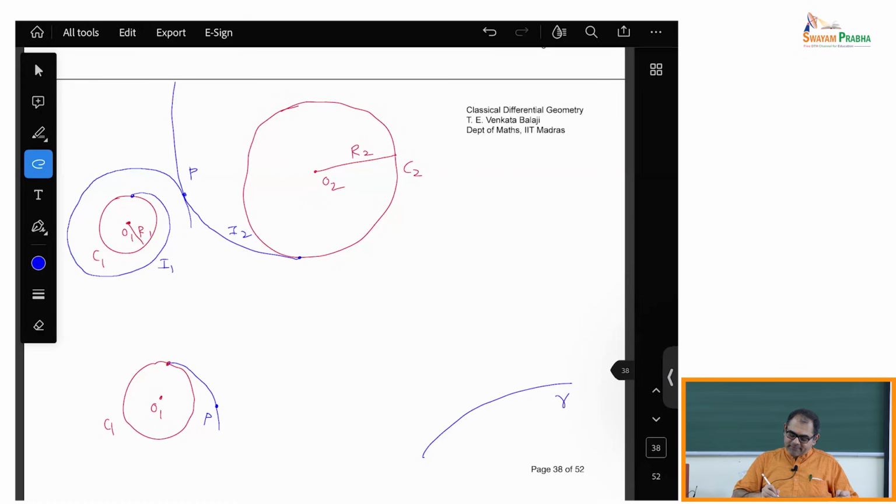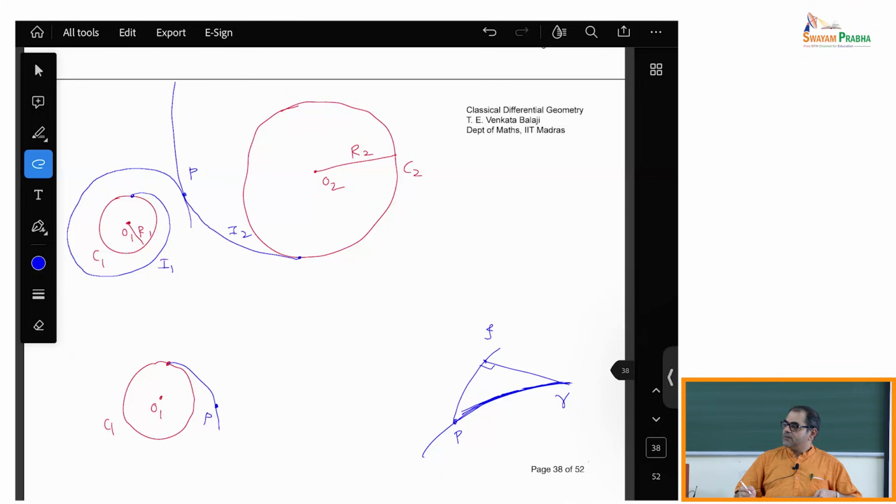So if you start with a curve like this, gamma, and suppose I take a point P here, and then I take a length of string here like this, and I pull it out, my involute will be like this. And you take any point on the involute, you draw the normal to it. That will be tangent to gamma.